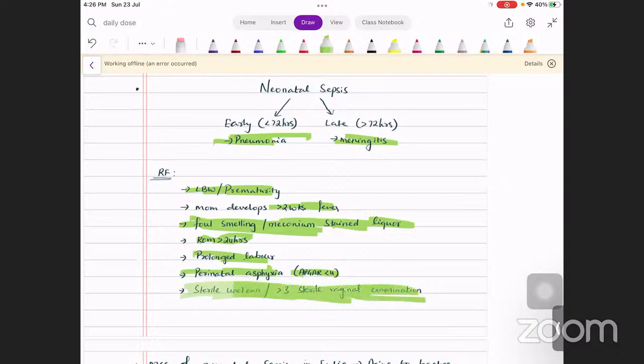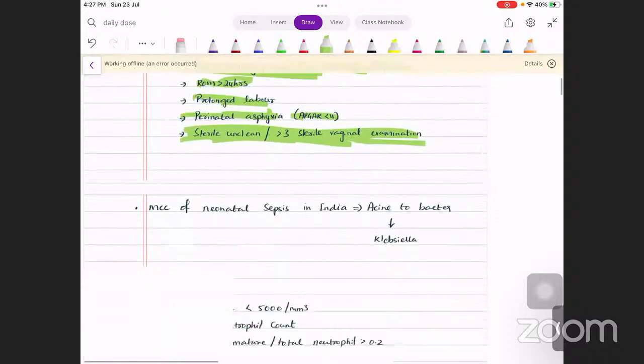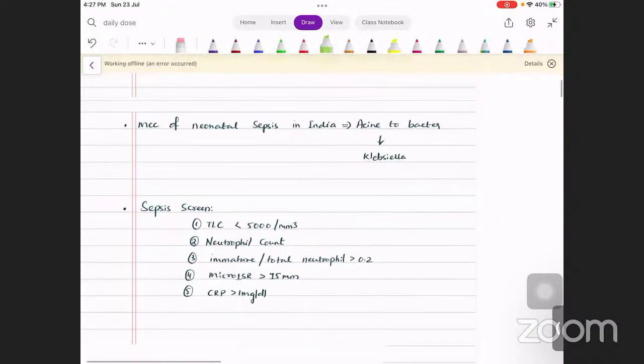So for early neonatal sepsis, it is pneumonia. Late neonatal sepsis is mostly associated with meningitis. Apart from that, the most common causes of neonatal sepsis in India are Acinetobacter followed by Klebsiella. And what are the sepsis screens we are doing, people?